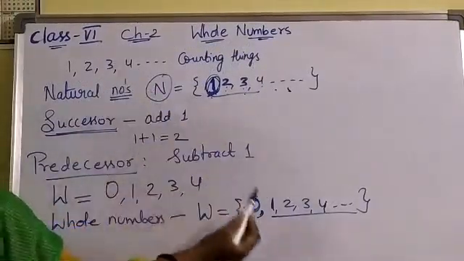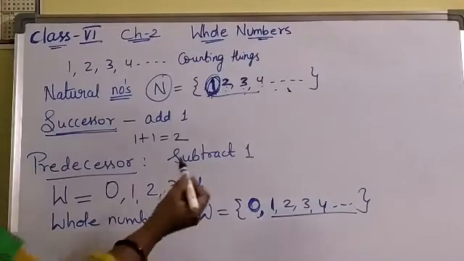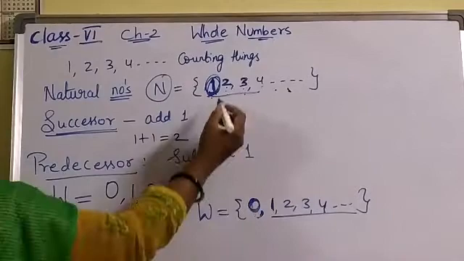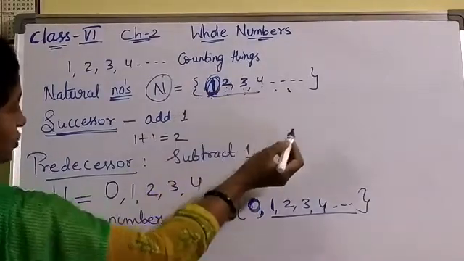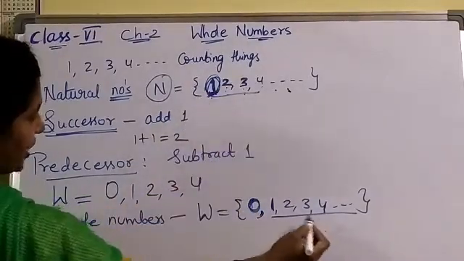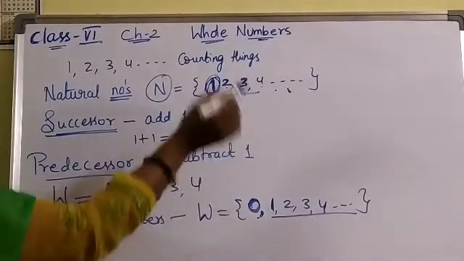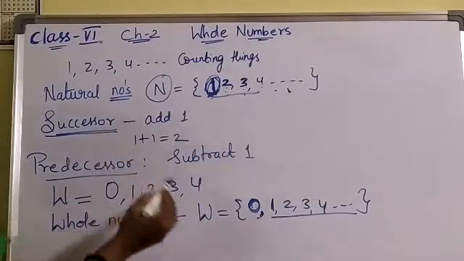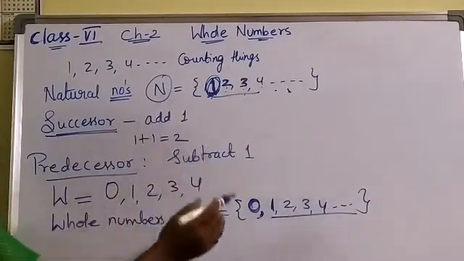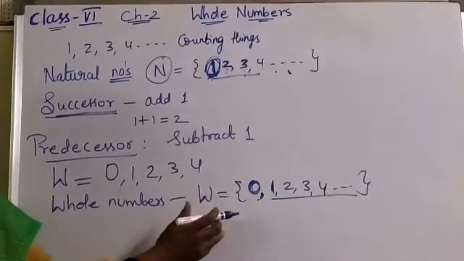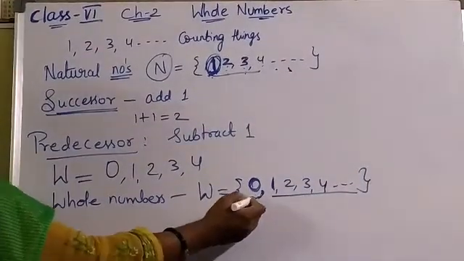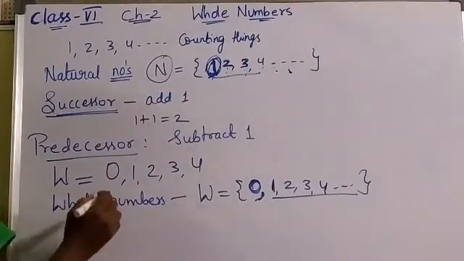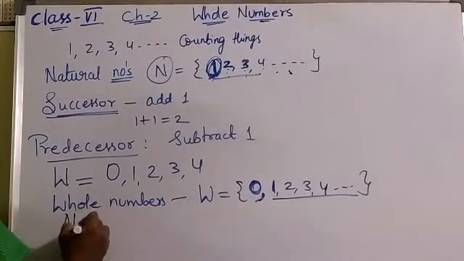Now, are all natural numbers whole numbers? Yes, all natural numbers are whole numbers, because natural numbers are 1, 2, 3, 4 and so on, and all of these are there in the whole numbers. Are all whole numbers natural numbers? No, because 0 will not be there in the natural numbers. So we conclude that all natural numbers are whole numbers, and all whole numbers except 0 are natural numbers. Is that clear?